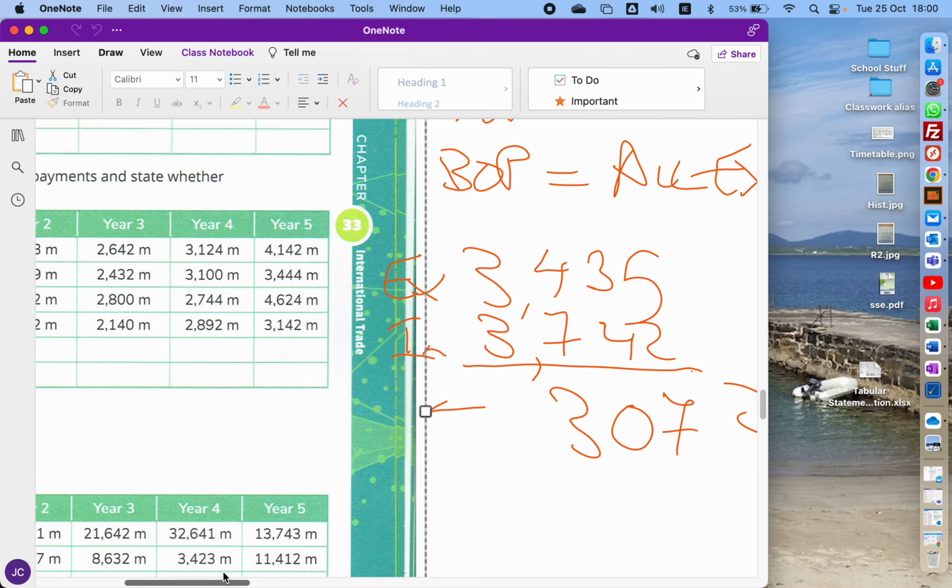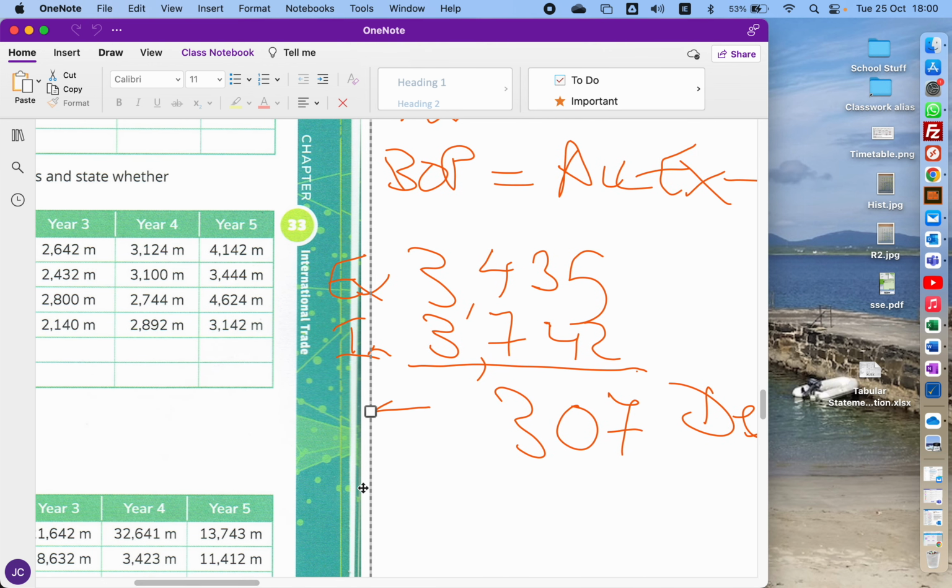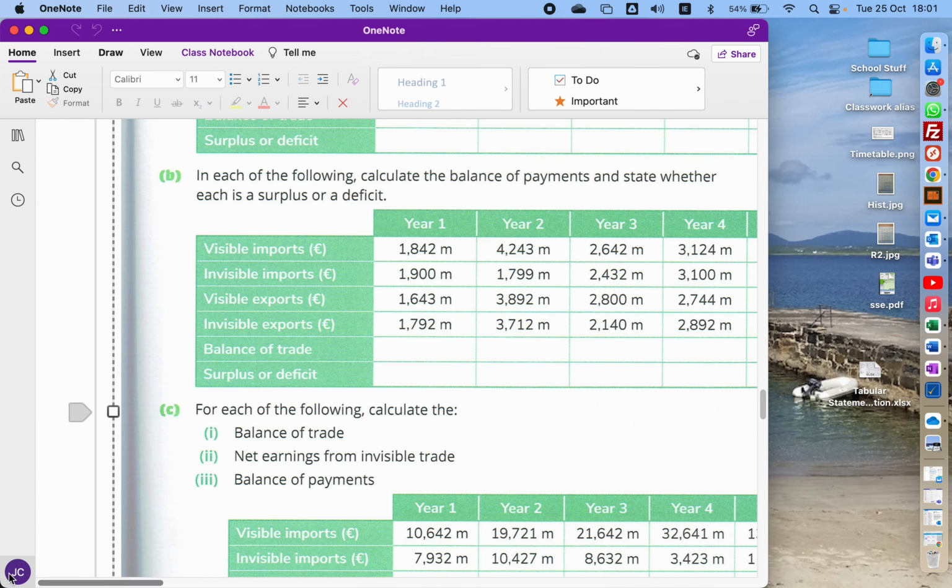Okay, so if I just show you the answer for year one, all exports is 3435, all imports is 3742. So the imports are actually more than the exports, which means you end up with a minus number, which is a deficit. Okay, so that's how to do question B.